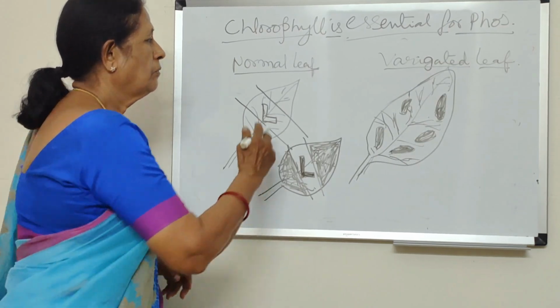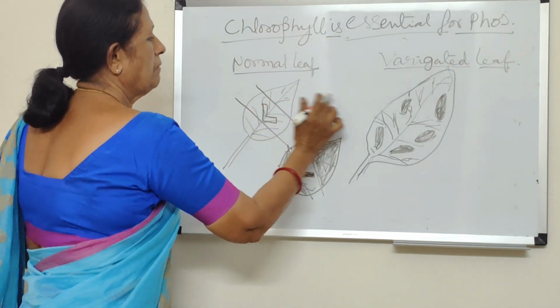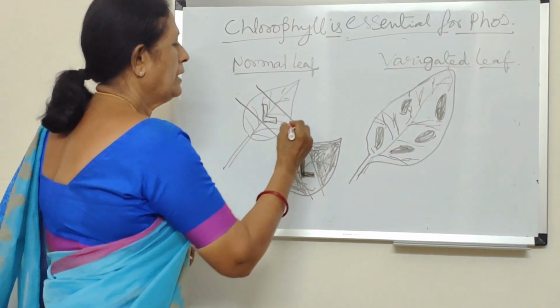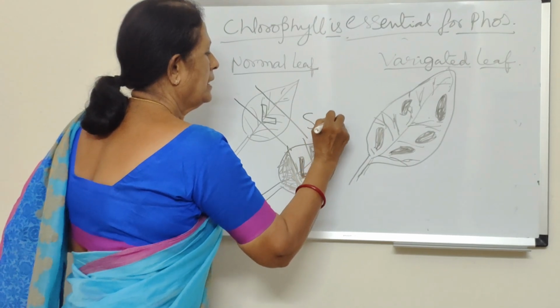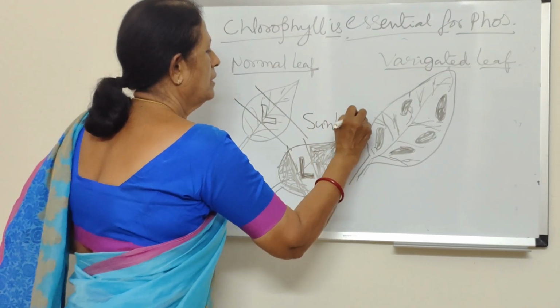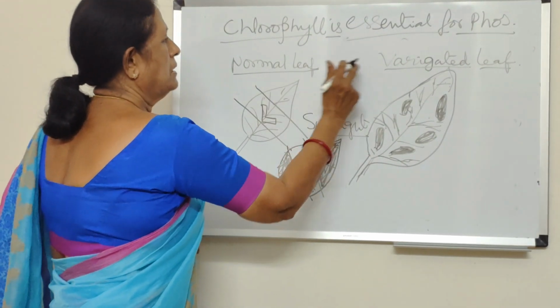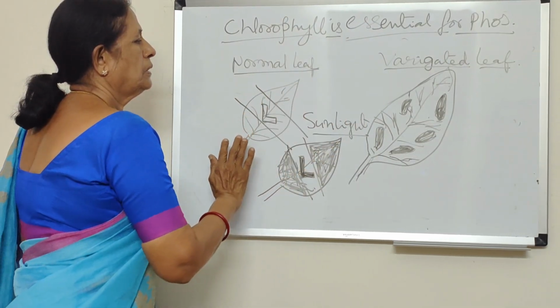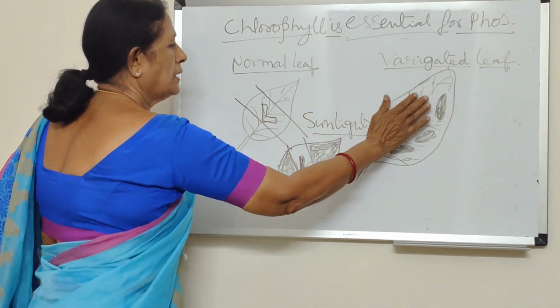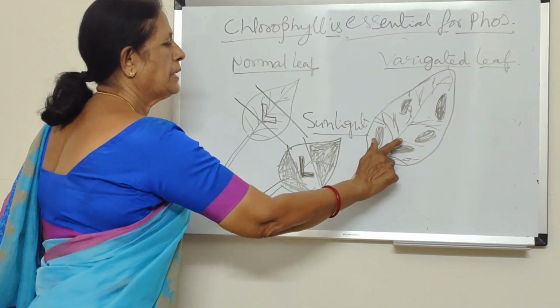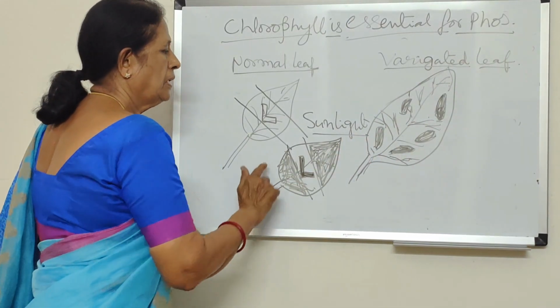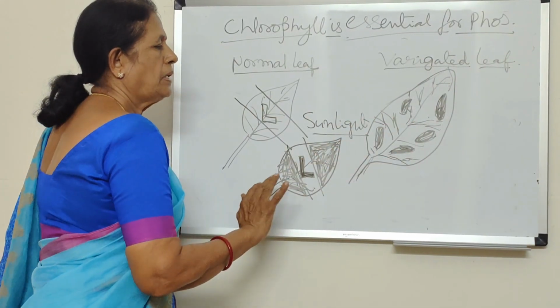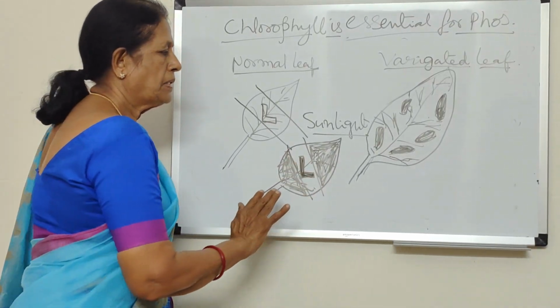So we are showing chlorophyll is essential for photosynthesis with this, and here we can say sunlight is essential for photosynthesis. With a normal leaf and a variegated leaf, we can prove that wherever the green part, the chlorophyll, is present, we can see the presence of starch, and the non-green parts of the leaf will not show the presence of starch.